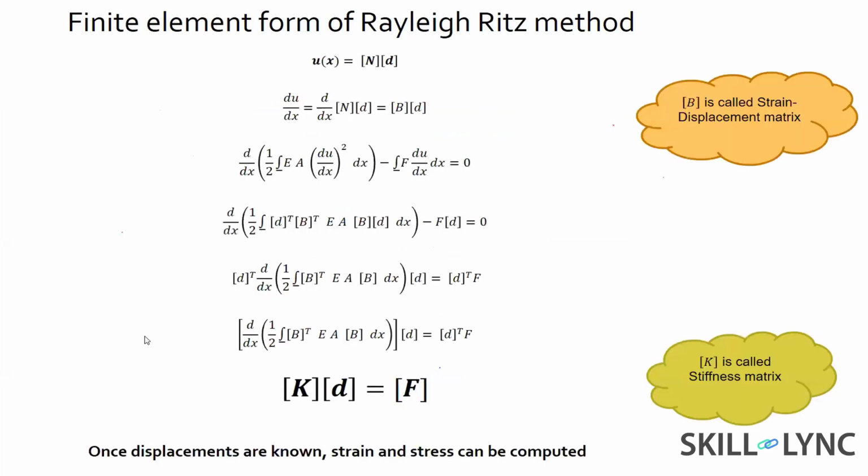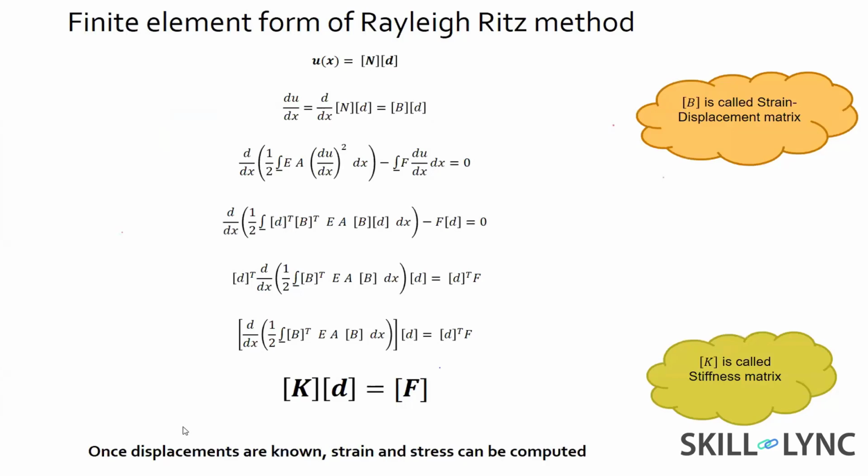And once we have the function, then we go back again to apply the change in potential energy equals zero, and then we can derive the form that we are looking for, k times d equals F. Once we reach this form, we can simply invert the k, and we can find the displacements.